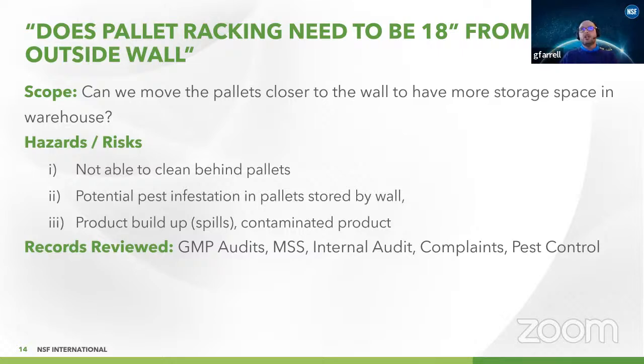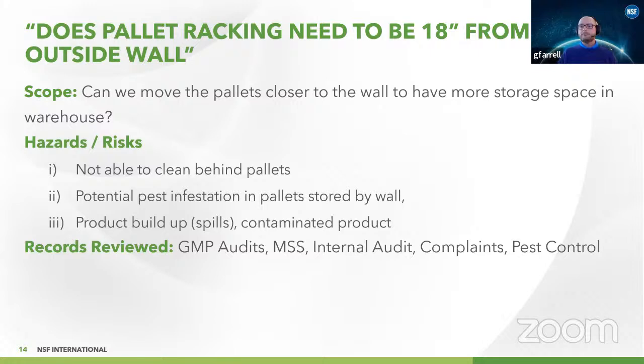So the example that I chose, and again, it's a little bit controversial, I understand. Does pallet racking need to be 18 inches from the outside wall? I understand that this is not prescriptive to the SQF code. There's no mention of this anywhere in the code, but this is what I chose. Now, my scope, I chose, can we move the pallets closer to the wall to have more storage space in the warehouse? So I'm thinking about a scenario where management comes to you and says, look, Jeff, we've got way too much. We need more space. We want to move the pallets against the wall.